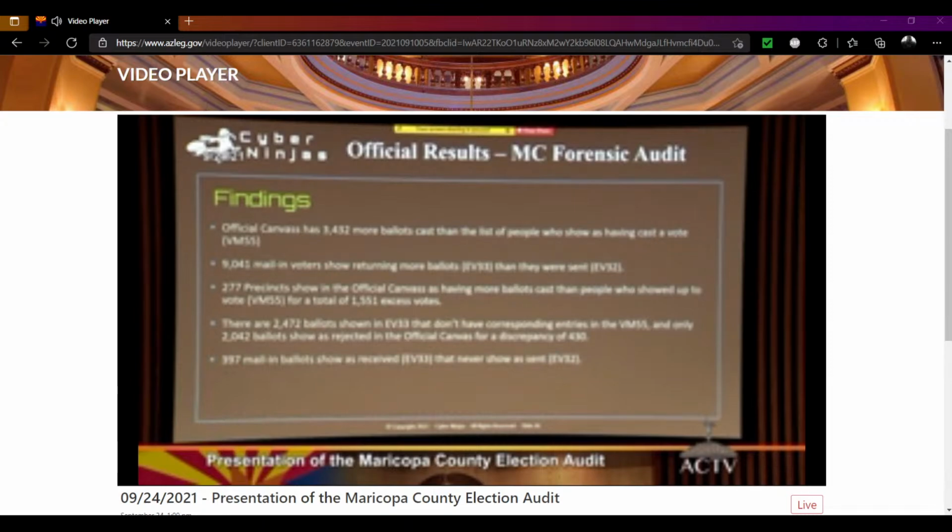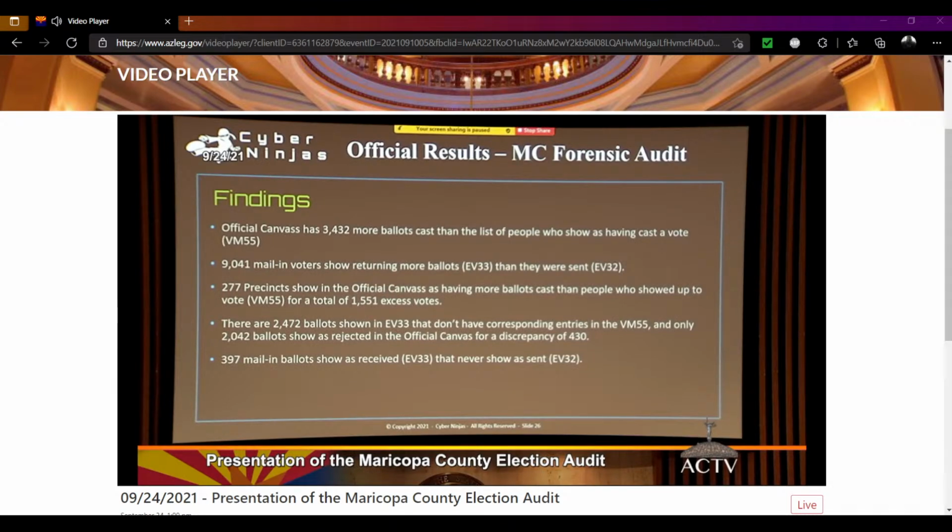We also have 397 mail-in ballots shown as received that were never shown as sent. So we know that they are in the VM55, they're mail-in ballots, and they were received without somehow ever being sent a ballot. Now, we also have 255,326 early votes shown in the VM55 that do not have a corresponding entry in the EV33.